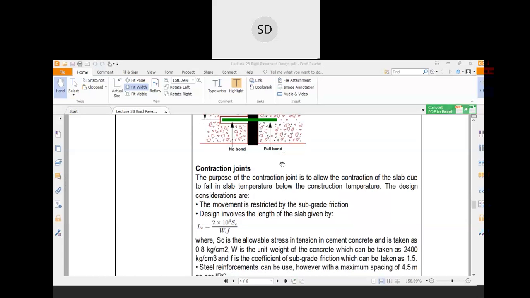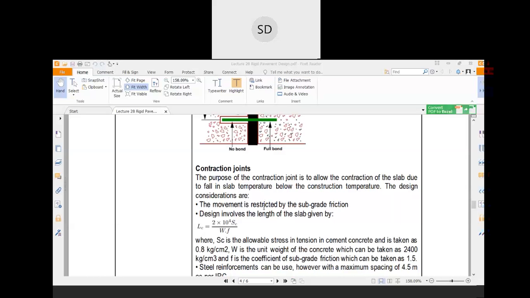Another type of joint is called the contraction joint. The purpose of the contraction joint is to allow the contraction of the slab due to falling slab temperature below the construction temperature. Besides the expansion joint, contraction joints are also placed in the longitudinal direction, and they help to contract the slab if the slab temperature falls because of environmental action. The design consideration is that the movement is restricted by the subgrade friction, because under the rigid pavement there is subgrade which resists the movement, and therefore frictional stresses will be generated.